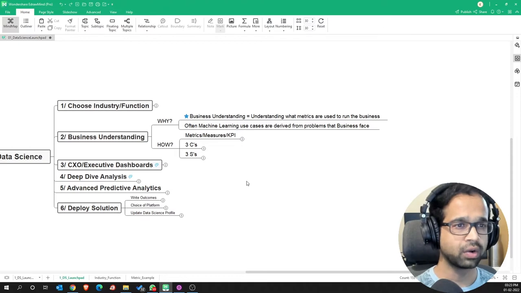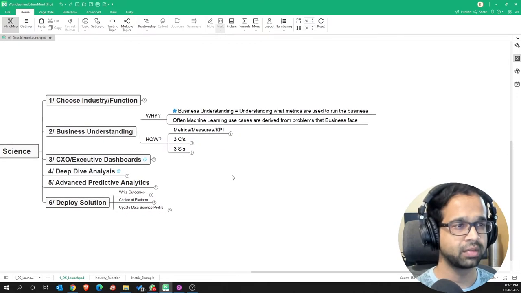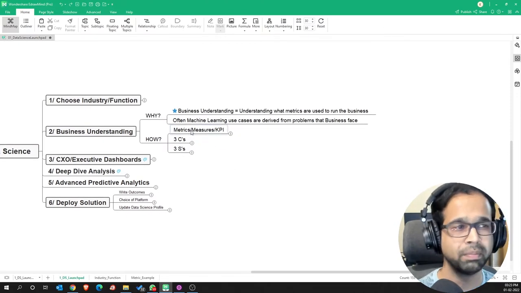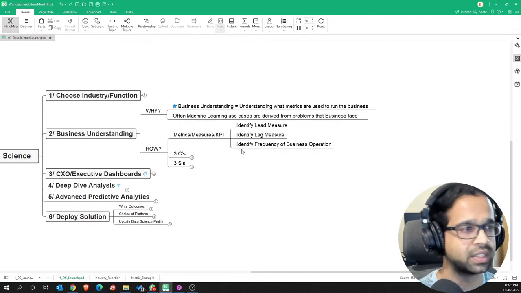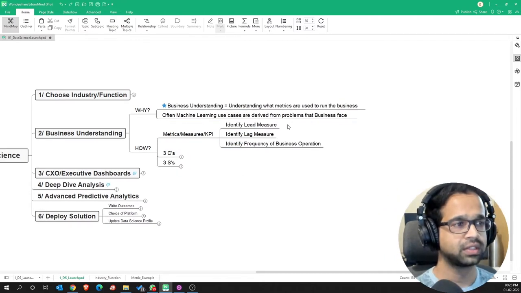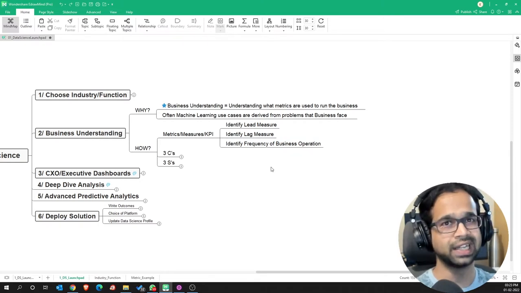Now, how can you do business understanding a lot better? You start by understanding the metrics, measures, and how KPIs are derived. There are concepts called lag and lead measures, and you also identify the frequency of the business operations. That way, you will start getting deeper and deeper into understanding the business.